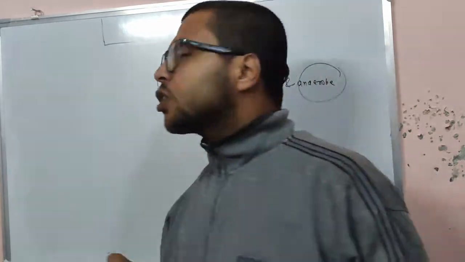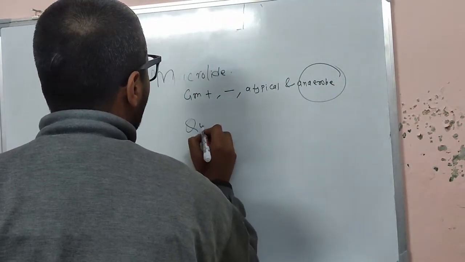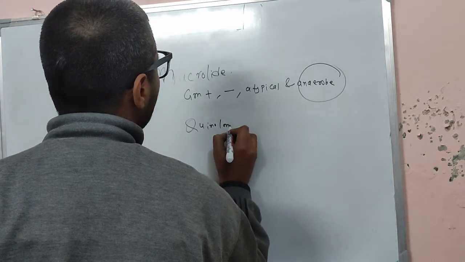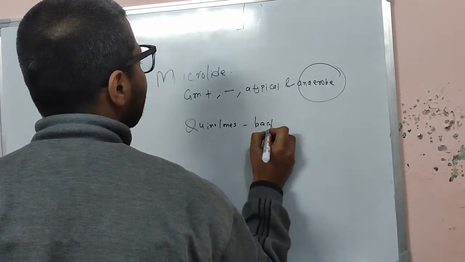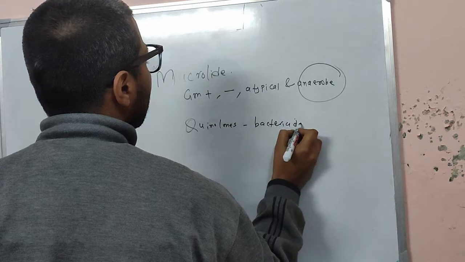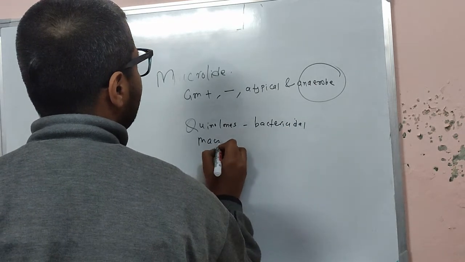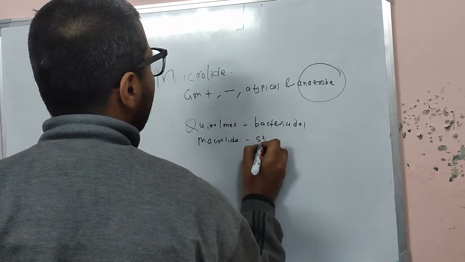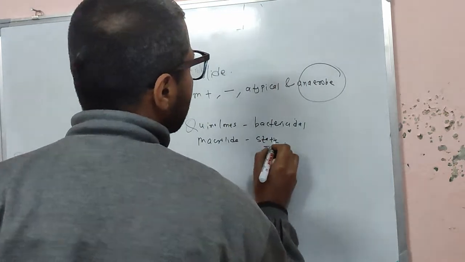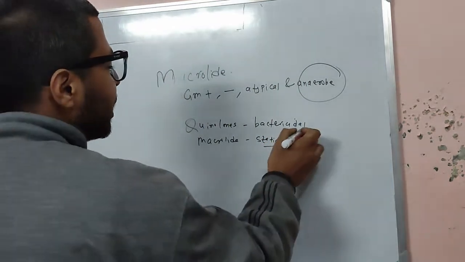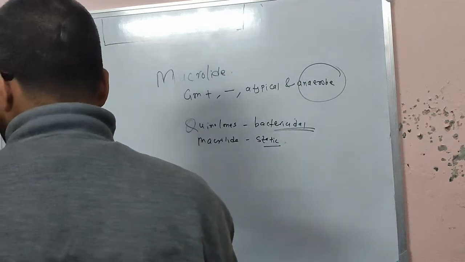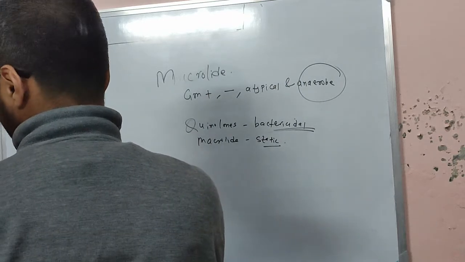Why? Because quinolones are bactericidal, but macrolide is bacteriostatic. Macrolide is bacteriostatic, so it will just halt the growth of bacteria, but it will not kill the bacteria. That's why the first choice will be quinolones, okay?